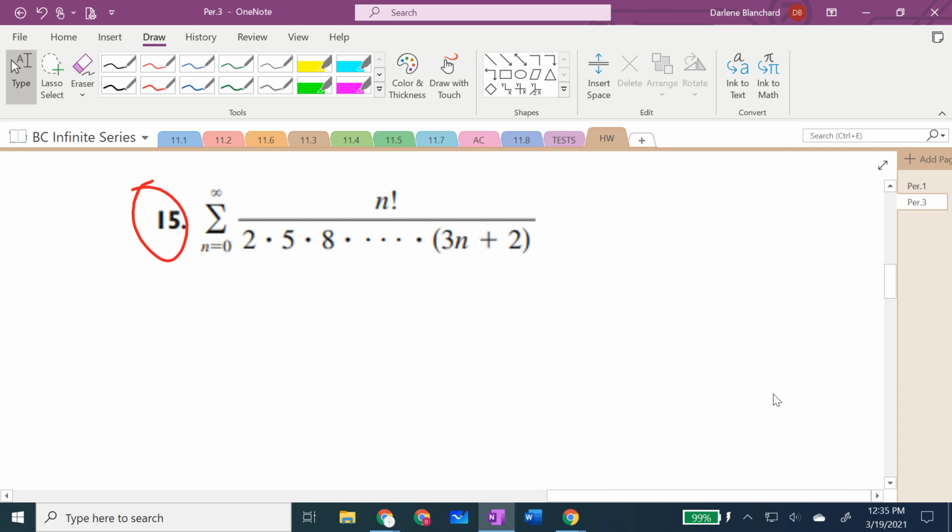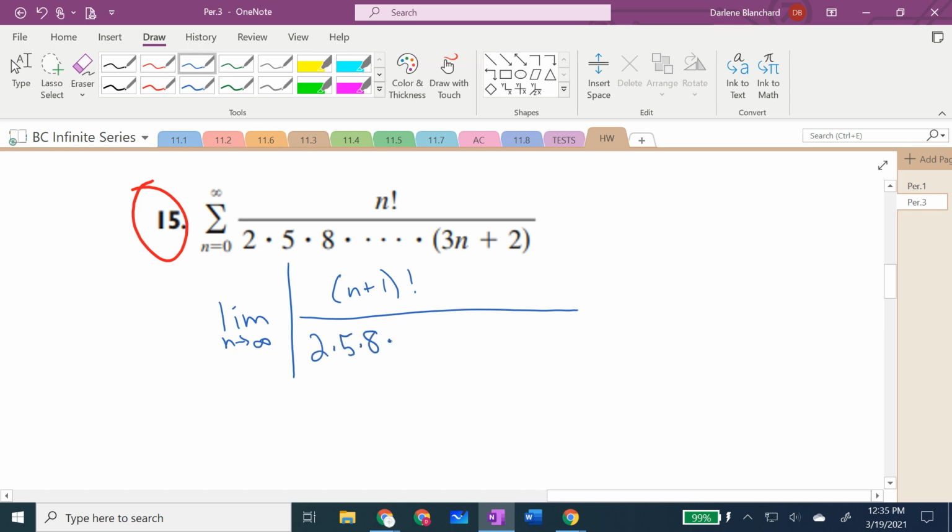Now, do you see you've got a factorial? That screams ratio test. It still does. Also, there's a multiplication in the denominator. Multiplication screams ratio test too. So here's what you want to do. Set up the ratio test. And you're going to plug in the n+1. And then multiply by the nth formula.